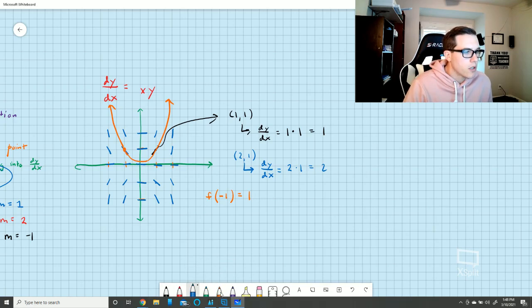Okay, let's do the solution curve from somewhere else. Let's do it between, how about at (-1, -1). Oops.